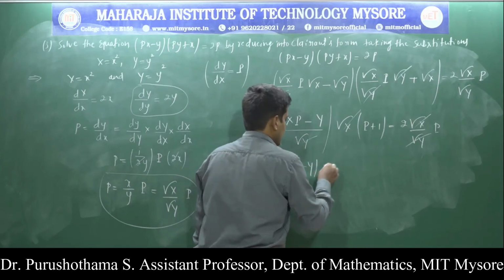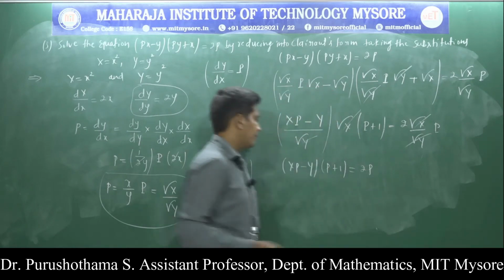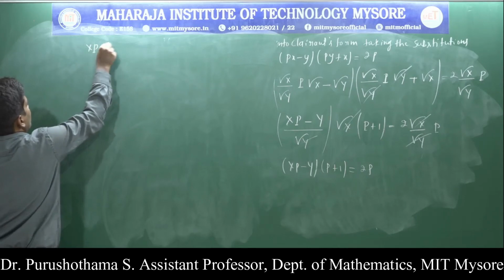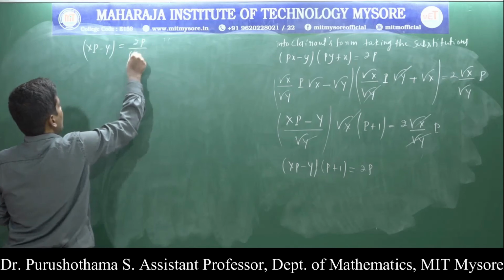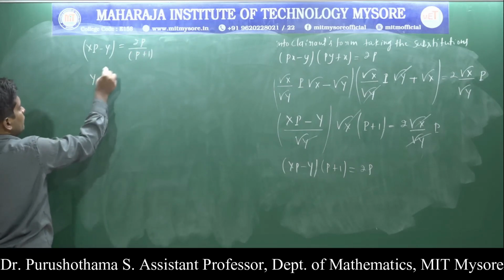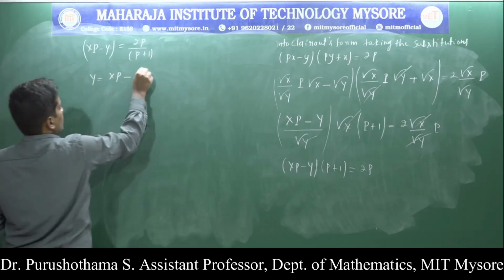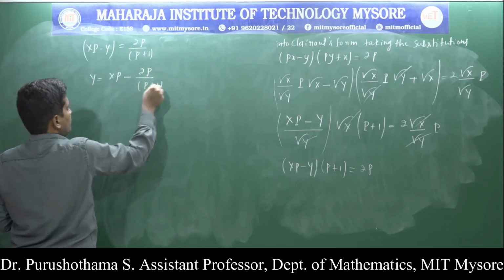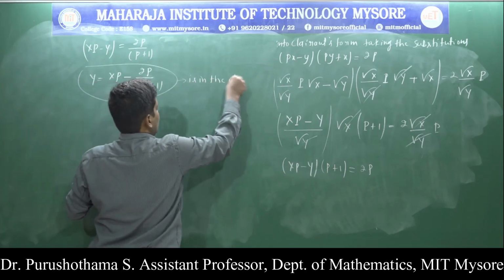(xP - y)(P + 1) is equal to 2P, which is the same as xP - y is equal to 2P divided by P + 1. After simplification, y is equal to xP - 2P divided by P + 1, which is in the Clairaut's equation form.